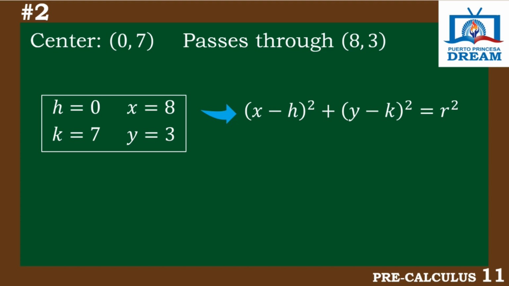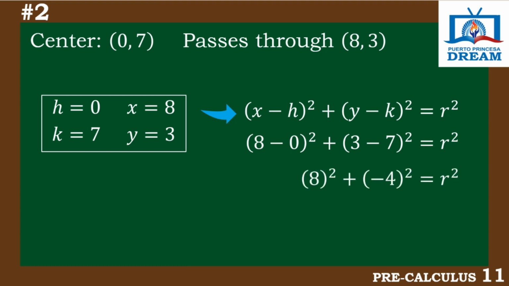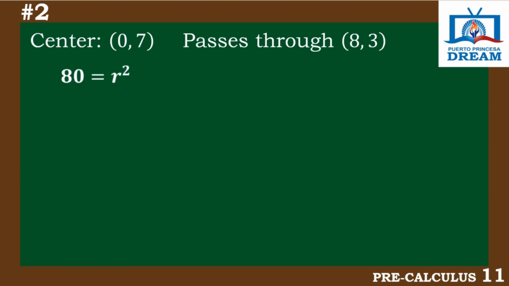Using the standard equation of the circle, substitute the given values of h and k from the coordinates of the center, as well as x and y from the random point where the circle passes through. By doing this, we can solve for the value of r squared. 8 minus 0 is 8, and 3 minus 7 is negative 4. Squaring 8 gives us 64, and the square of negative 4 is 16. Finally, 64 plus 16 is equal to 80. And that is the value of r squared.